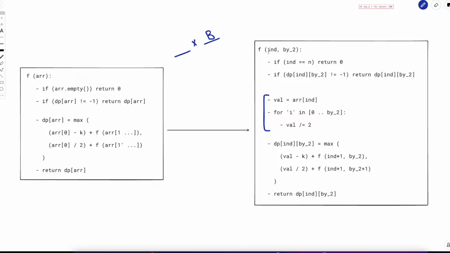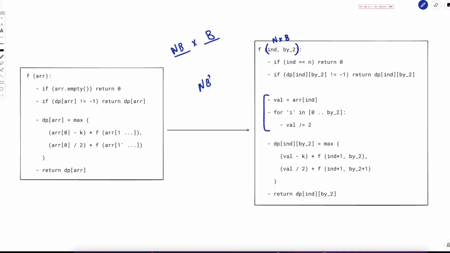Now how many different sets of values can you call this with? Again, you have done memoization here so that you don't need to compute the same thing again and again. So how many distinct values of these could there be? The number of distinct values of index could be n, and the number of distinct values of this by 2, let's say, is b, right? Maximum value of by 2 is b. So n into b states. So overall time complexity is n b square, right?